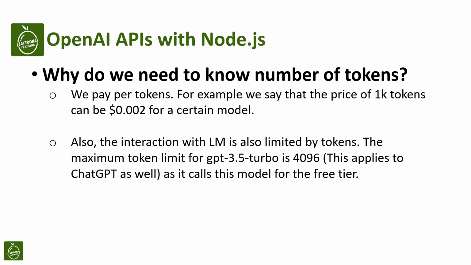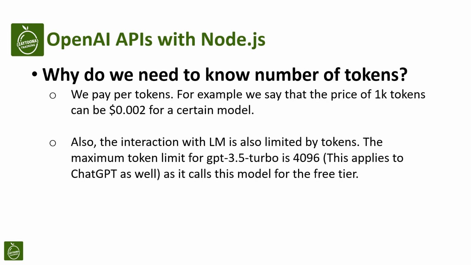Why do we need to know the number of tokens? First, because we pay per token. So our payment, if you remember from the previous lesson, we were saying how much we pay for 1K tokens. So that's a very important part. That's why we care about tokens, because we pay per token. If you remember GPT 3.5 Turbo, we used to pay maybe $0.02 per 1K tokens.